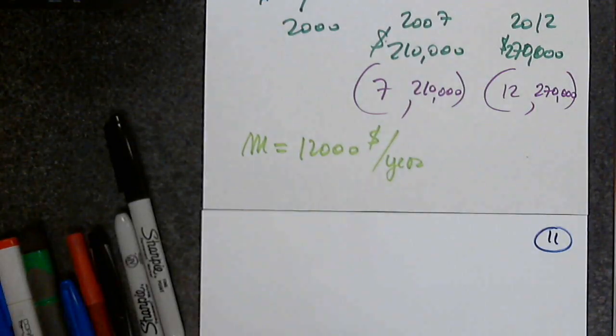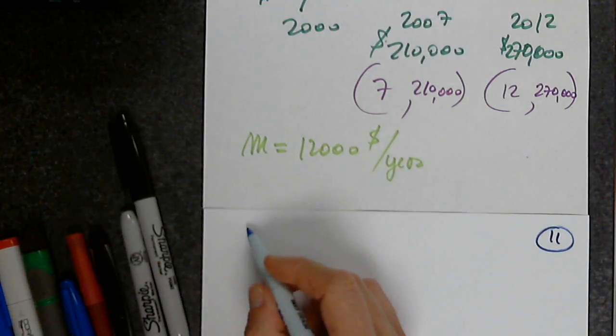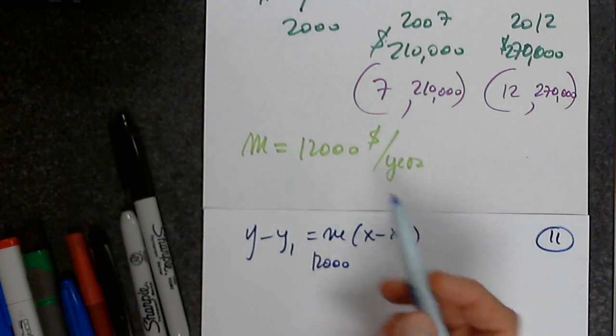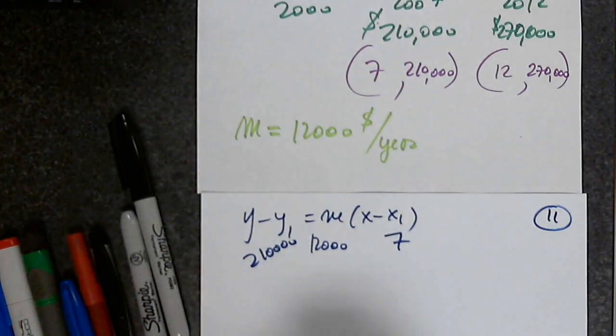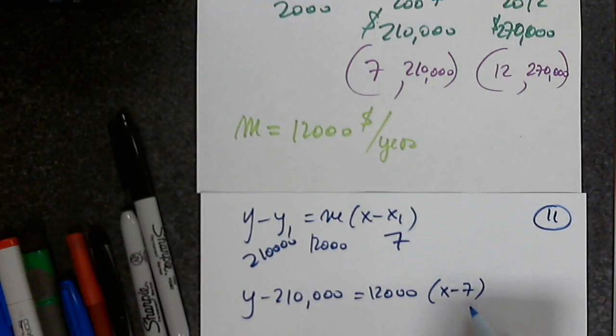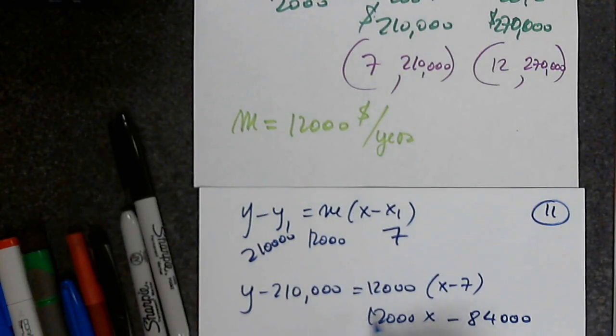Is it done? Okay. So which equation will you use? We have two. y equals mx plus b, or y minus y1 equals the slope times x minus x1. Which one will you use? Yes, the point slope form, in which the slope is 12,000, and it doesn't matter which point you want to use. So then I have y minus 210,000 equals 12,000 times x minus 7, and I distribute: 12,000x minus 84,000, and I have to come back with plus 210,000.